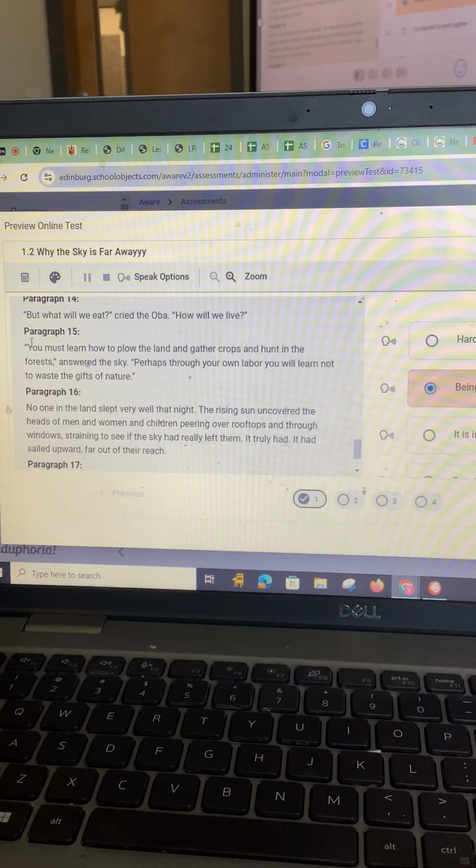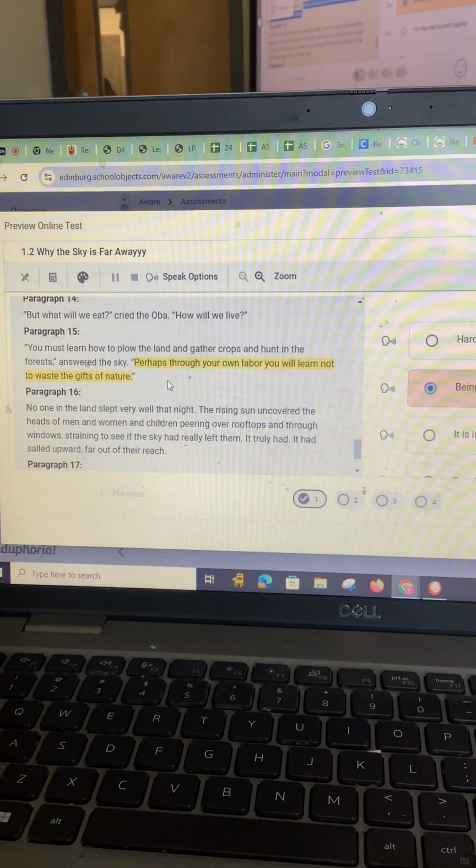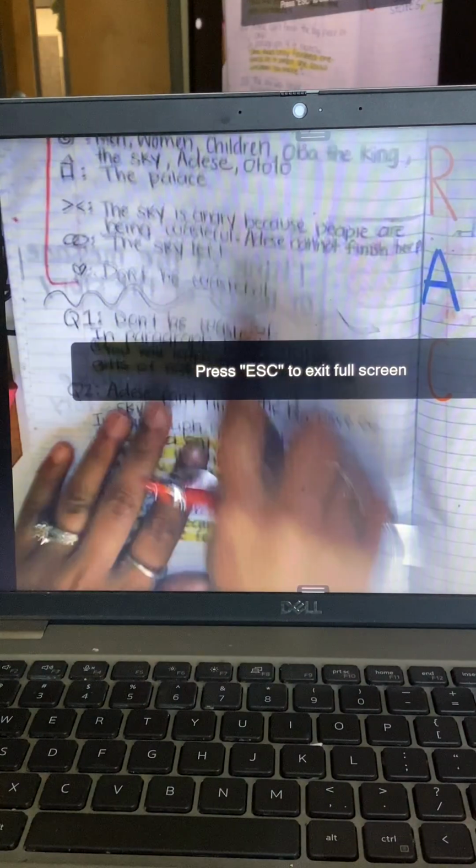In paragraph 15, it says, "You must learn how to plow the land and gather crops and hunt in the forest," answered this guy. "Perhaps through your own labor, you will learn not to waste the gifts of nature. You will learn not to waste the food that earth gives us." So they're teaching us here that being wasteful is wrong. We should learn not to waste. And you see how it says here, learn not to waste. So that's my answer. That's my evidence.